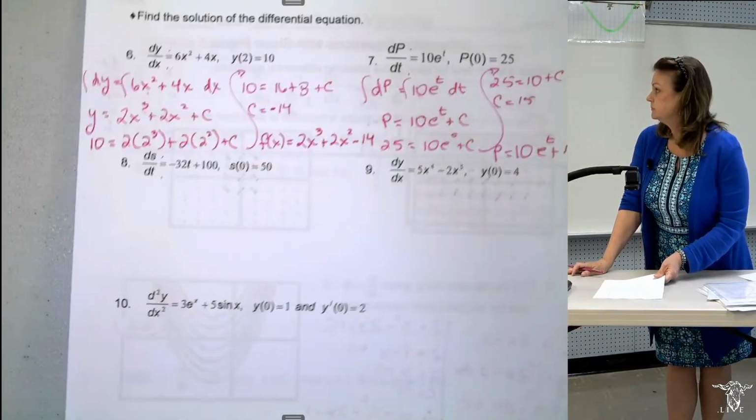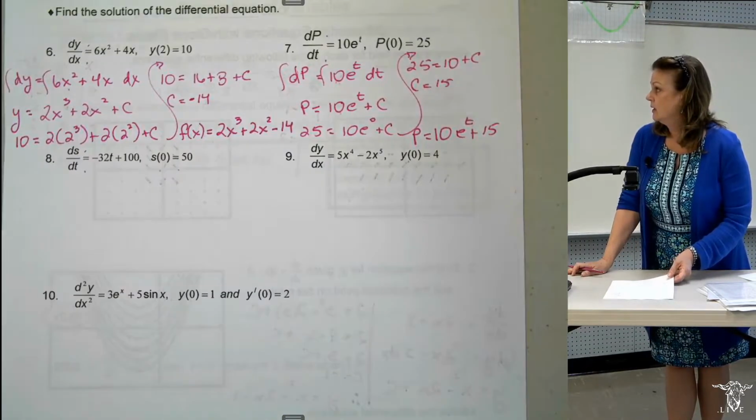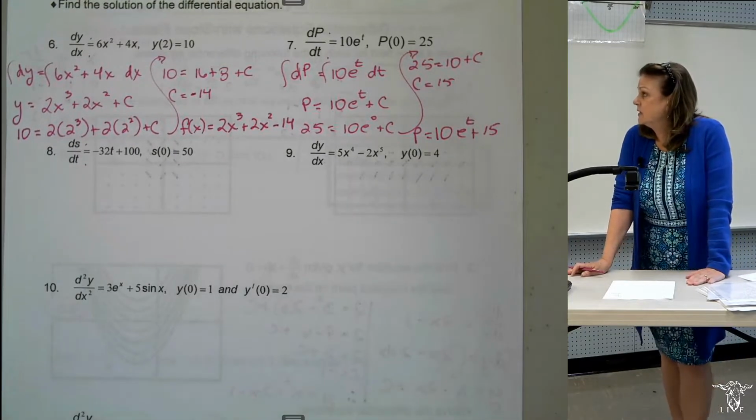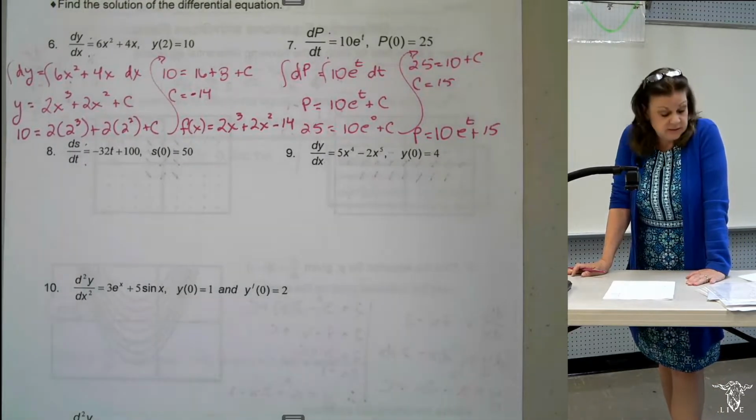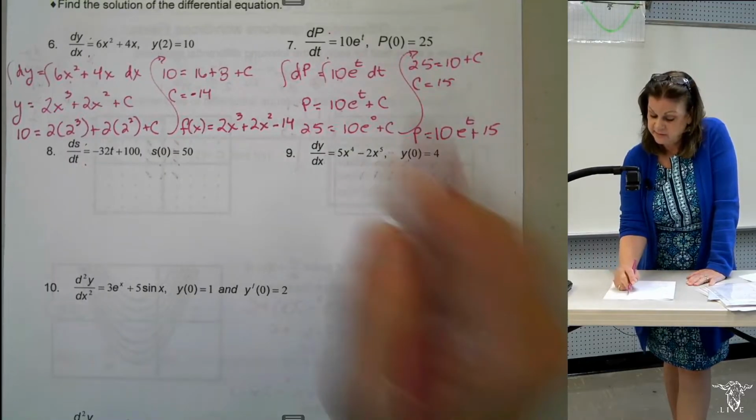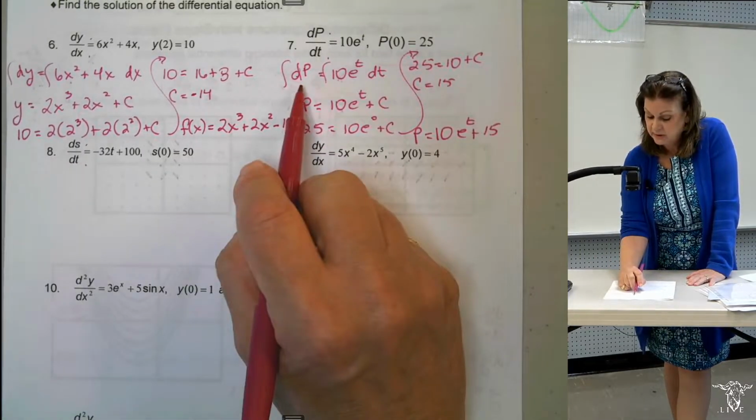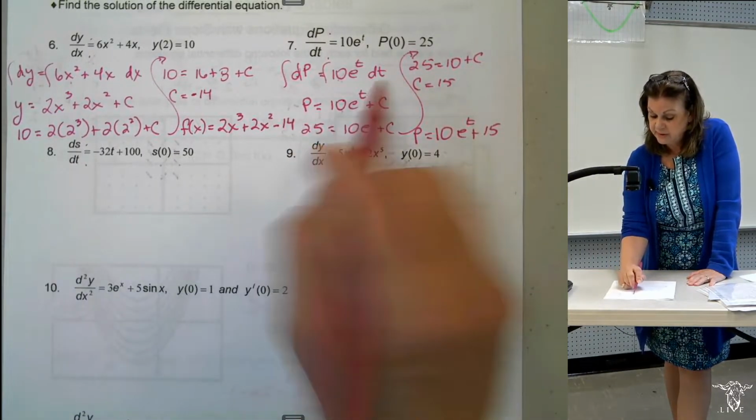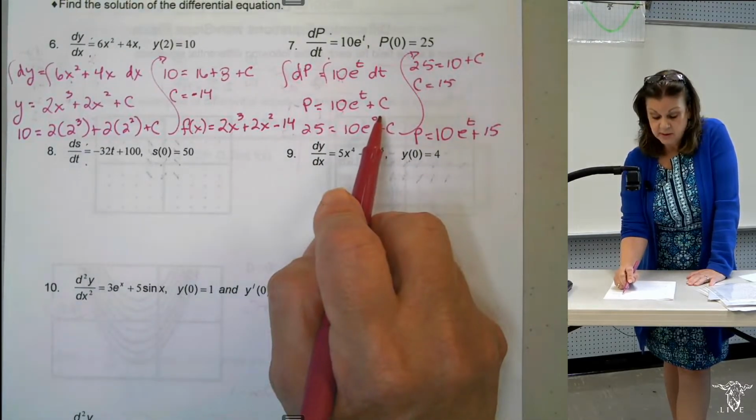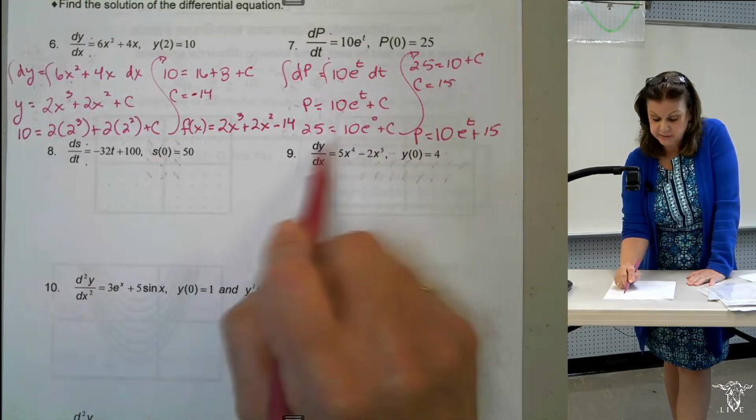All right, here's what I've got. I kept dp on the left. I moved dt to the right. That gives me the ability to integrate e to the t and also dp. So separation, integration, constant of integration, initial condition.